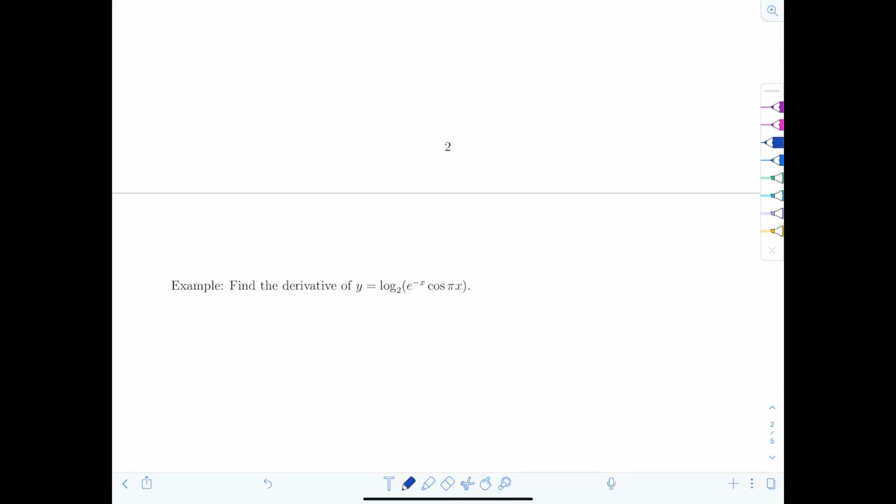Here we have log base 2 of e to the negative x times cosine of pi x. Why don't you guys pause the video, give this one a try. When you do the chain rule, you're going to need to use the product rule. So see if you can do it without making any silly mistakes. Use this as a chance to test yourself, and then when you finish, hit play.